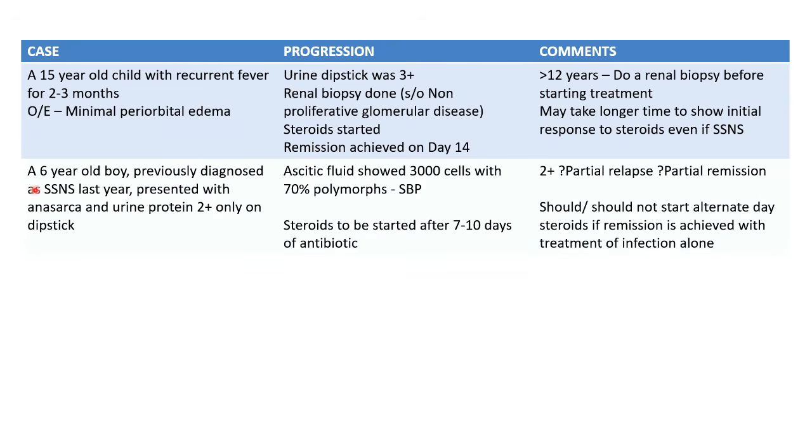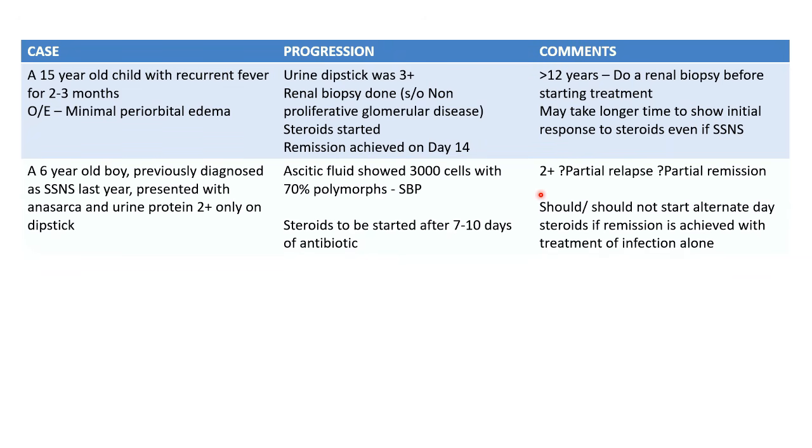The second case is a 6-year-old boy previously diagnosed as steroid sensitive nephrotic syndrome last year, presented with anasarca this year and urine protein 2+ only on dipstick. He had tense ascites. Ascitic fluid examination showed 3000 cells with 70% polymorphs. So a diagnosis of spontaneous bacterial peritonitis has been made. Steroids have to be started after 7 to 10 days of antibiotics after the infection subsides.